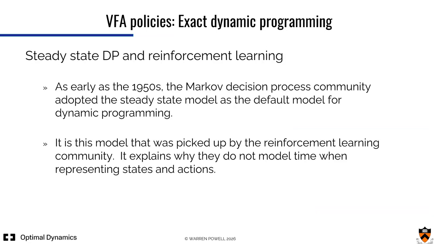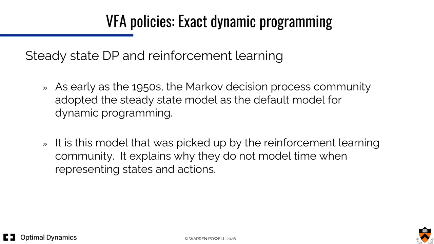Now, one of the things that you have to realize is that the reinforcement learning community in computer science picked up on this notation. So if you go to any reinforcement learning book and look at the notation, they've adopted the notation of steady state. So you will never see state variables with a time index on them. Now, I do a lot of real-world modeling, and I have never run into a problem that I can model in steady state. I just don't find them. I think this is a mathematical curiosity.